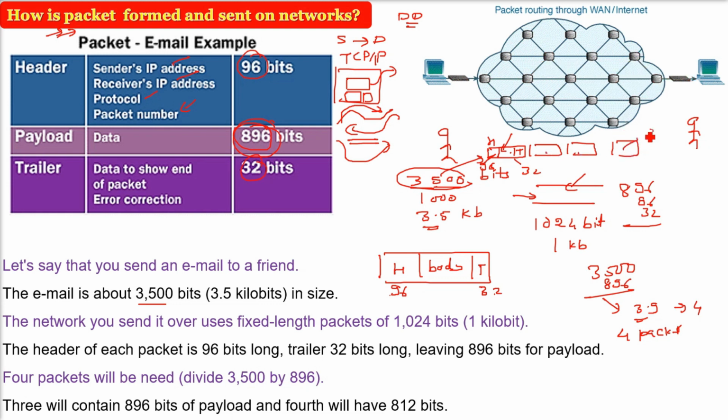So these are the four packets. First, second and third will have 896. The last one, the fourth one, will have 812 bits. So 3 will contain 896 as the payload, and the fourth one will be 812. That is how it is divided into 4 packets. Alright. So now the information is there in the header: what is the receiver, what is the sender, all the information. Now these 4 packets will go to the destination, and these packets will use the packet switching network of TCP/IP.